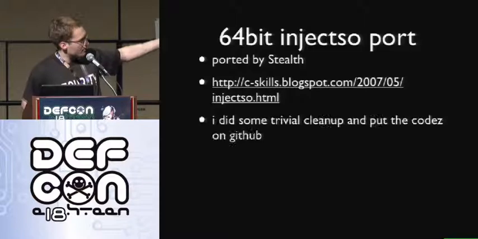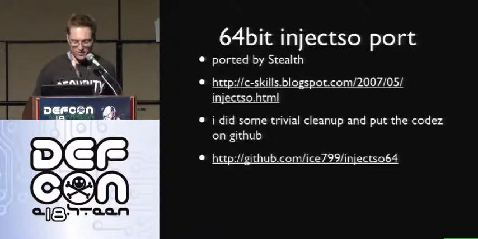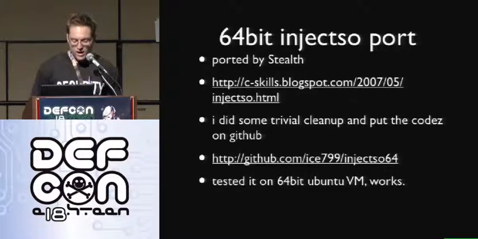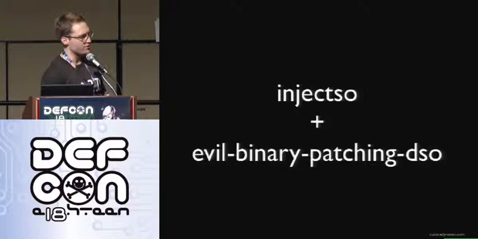This is his blog post releasing the source code. I did a bunch of trivial cleanup on it because it was a little bit old and it was suffering from some bit rot. So I did some minor cleanup, and I put the code on the GitHubs. So if you want to copy that, you can go there and check it out. I tested it on a 64-bit Ubuntu VM, and it actually works. So I can use Inject S0, and I can inject my stupid thing that looks for the string Joe and disables the garbage collector, and then it DOS's my box.